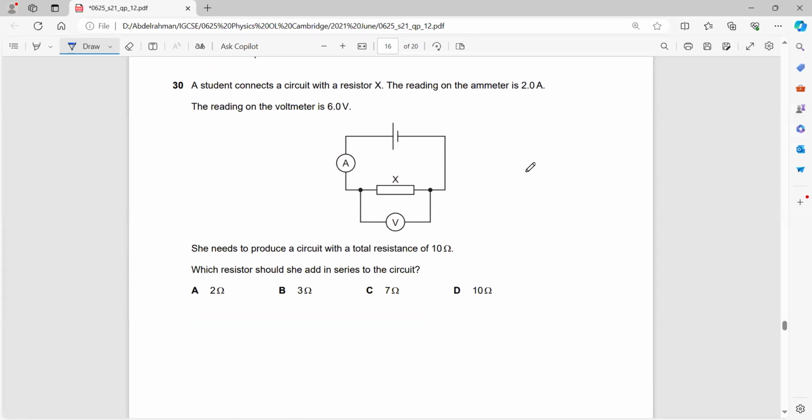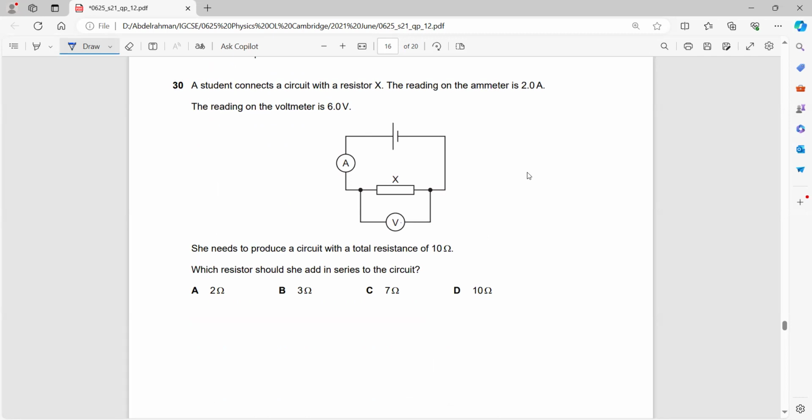A student connects a circuit with a resistor X. The reading on the ammeter is 2.0 amperes. The reading on the voltmeter is 6 volts. She needs to produce a circuit with a total resistance of 10 ohms. Which resistor should she add in series to the circuit?